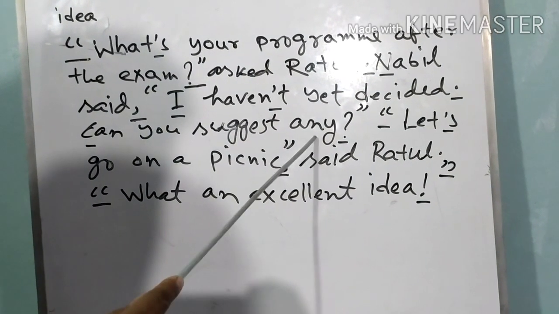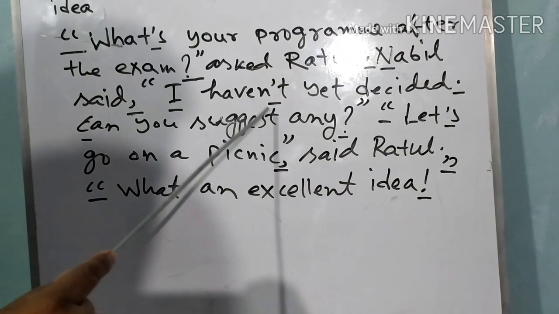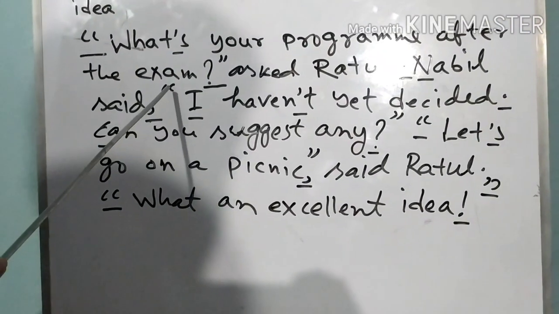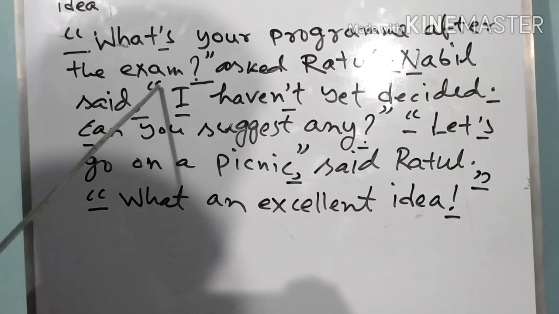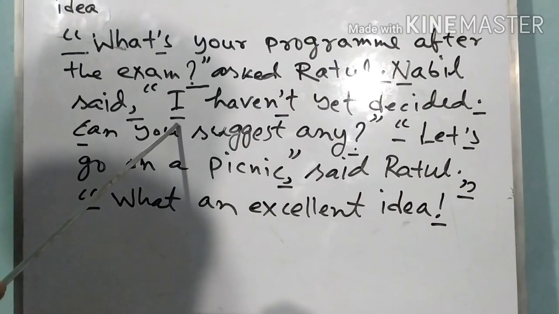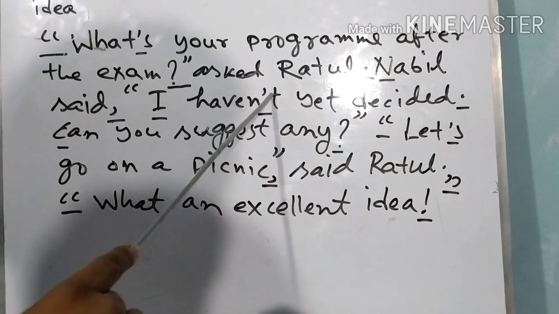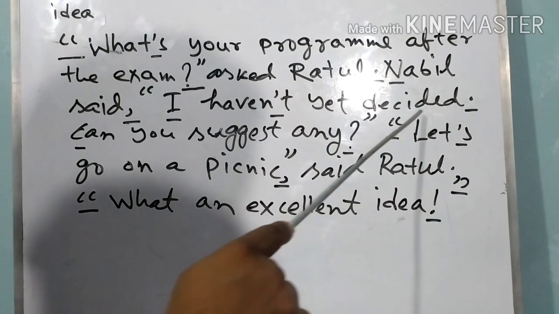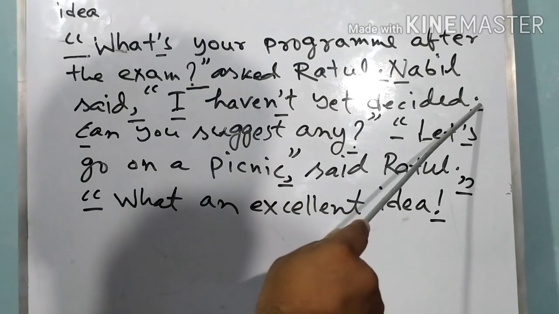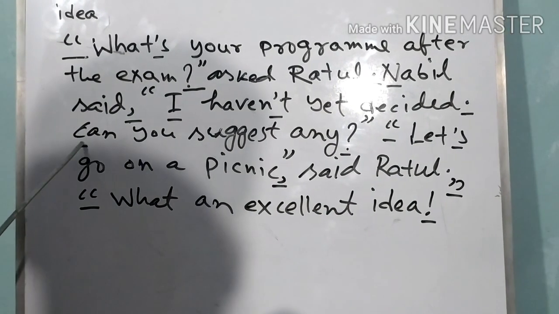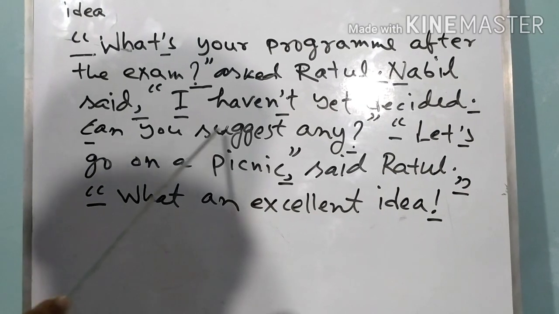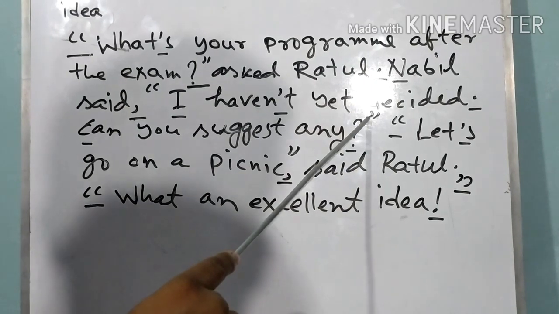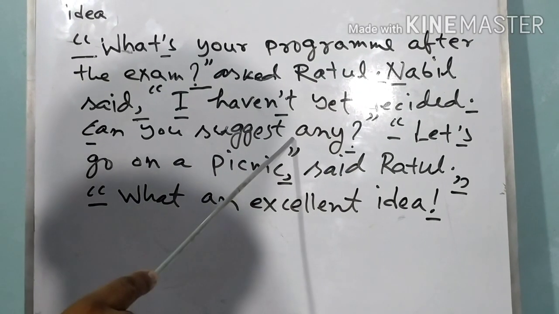Can you suggest any? The two sentences Nabil said. So Nabil firstly said, inverted comma started, I will be capital letters. I haven't, here it is apostrophe, yet decided. It is a full sentence, so you have to use full stop here, then underline. Can you see, will be capital letters. Can you suggest any? Then it will be question mark, then inverted comma finished, because Nabil said two sentences.